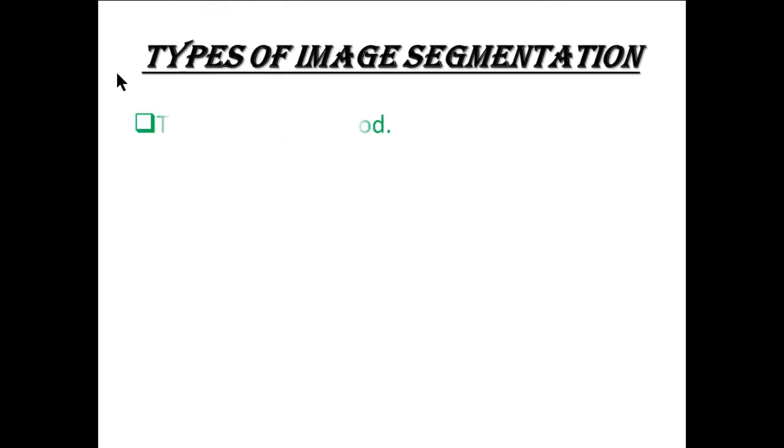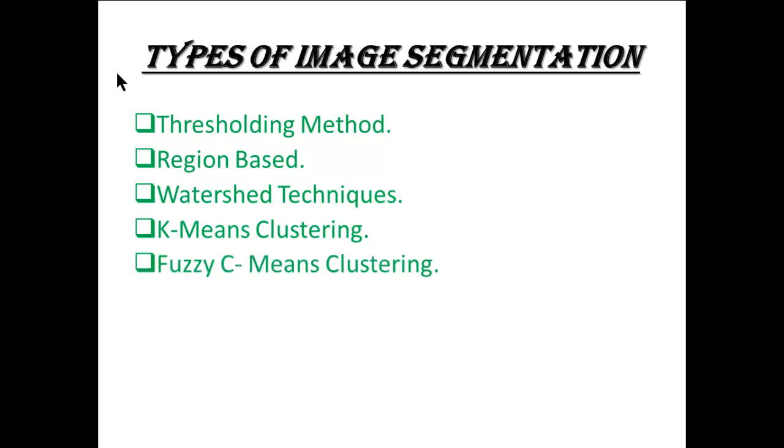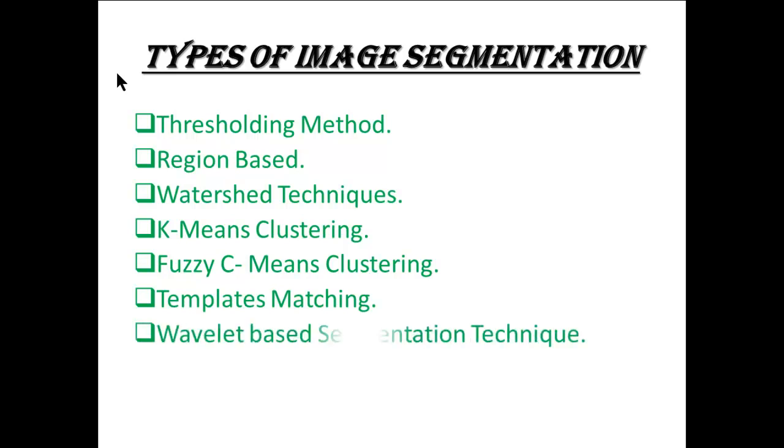Types of image segmentation: thresholding method, region based, watershed techniques, K means clustering, fuzzy C means clustering, template matching, wavelet based segmentation technique, contour based methods.